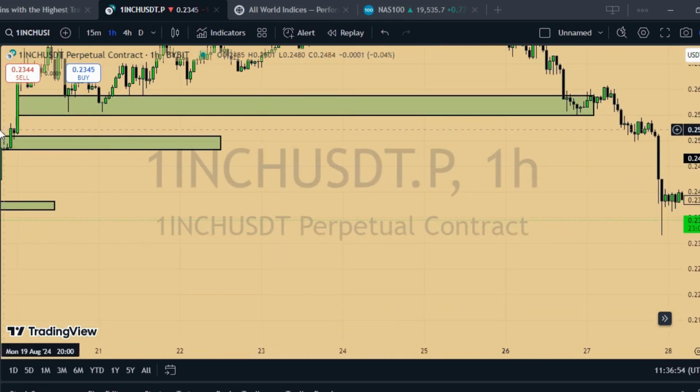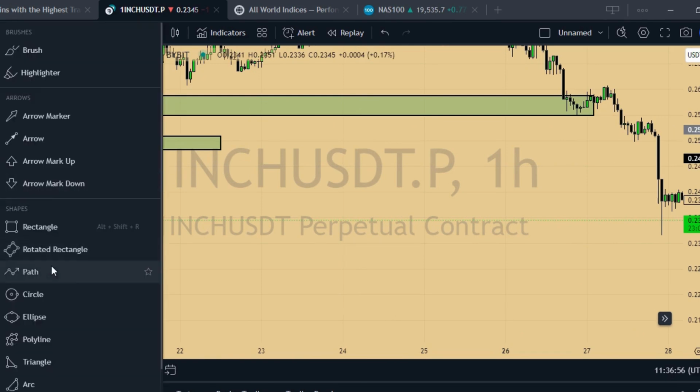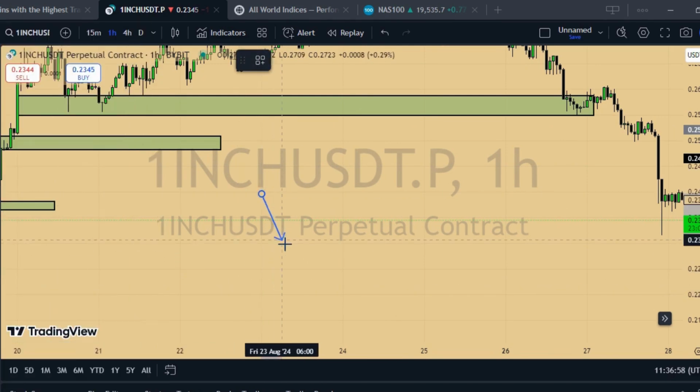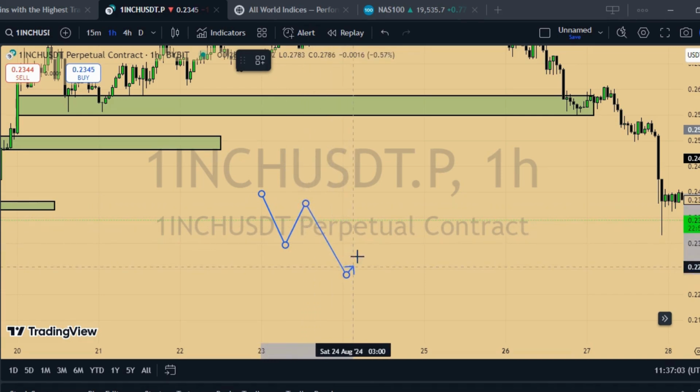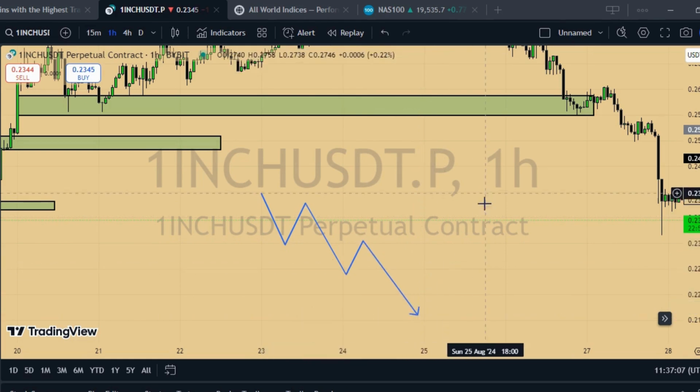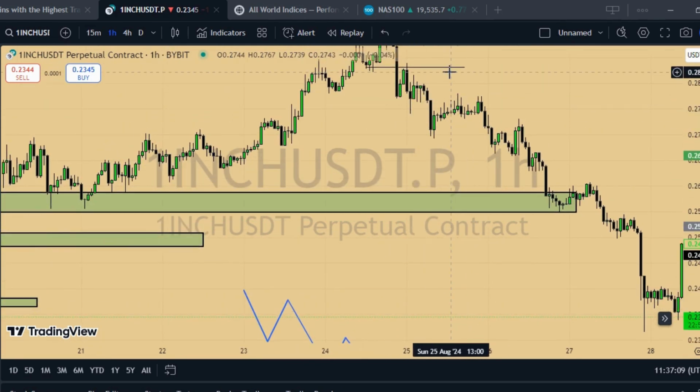Market will always move in this direction. Now it has turned into a downtrend. It has moved in this direction. So if you miss the first one, you can actually join the second one. Now this is the first one. This is the second one.